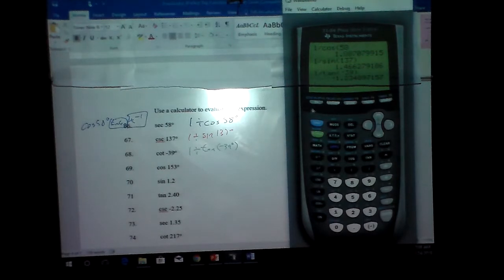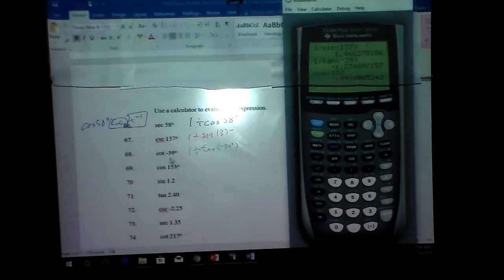All right? And then the last one's really easy. It's just cosine 153. Enter. And we have those values right there. So kind of want to make sure that we have what we're looking for. This is how you do the degrees.